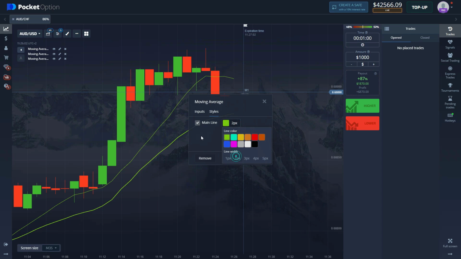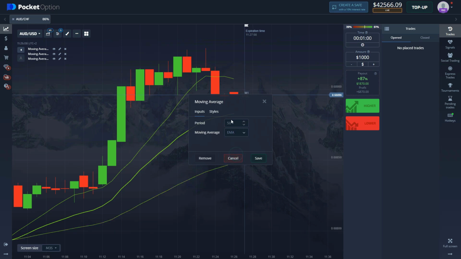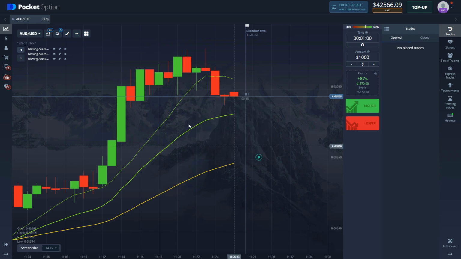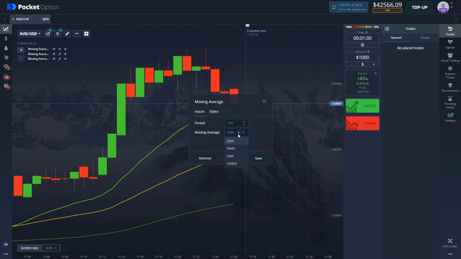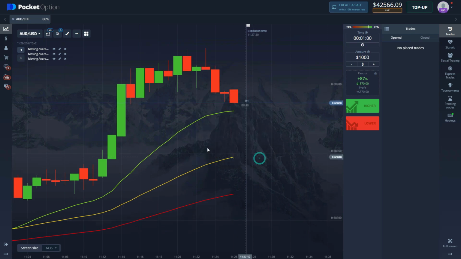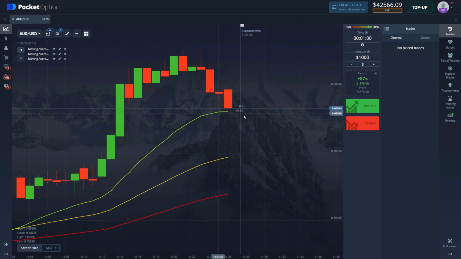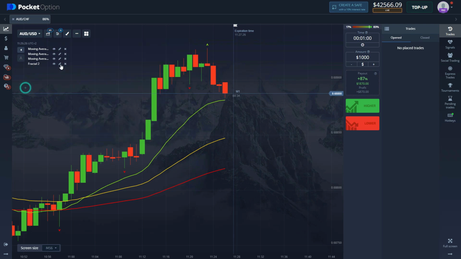The color stays green, and we change the thickness to 2 pixels. Then the second EMA is going to be 50. We take yellow, and there it is, 2 pixels thickness. And the third one is going to be a 100 EMA, red, 2 pixels. There it is. And already we have actually a pretty decent situation here.